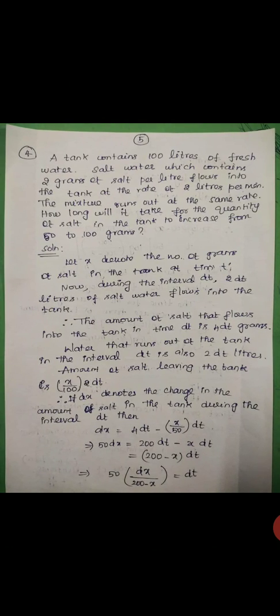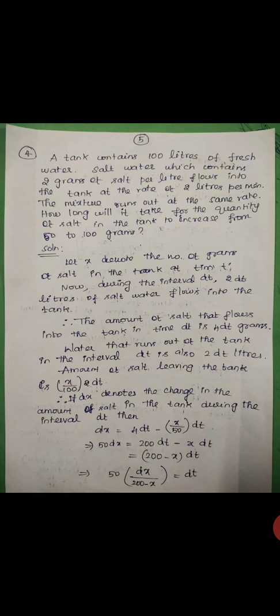And the next problem: a tank contains 100 liters of fresh water. Salt water, which contains 2 grams of salt per liter, flows into the tank at the rate of 2 liters per minute. The mixture runs out at the same rate. How long will it take for the quantity of salt in the tank to increase from 50 to 100 grams?